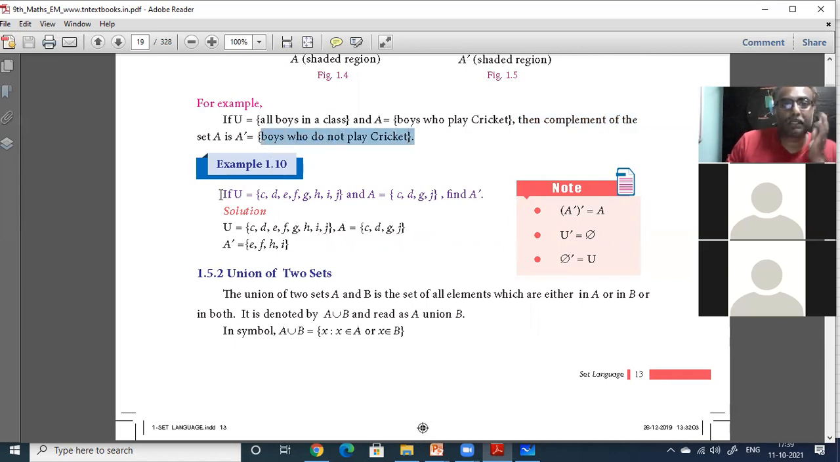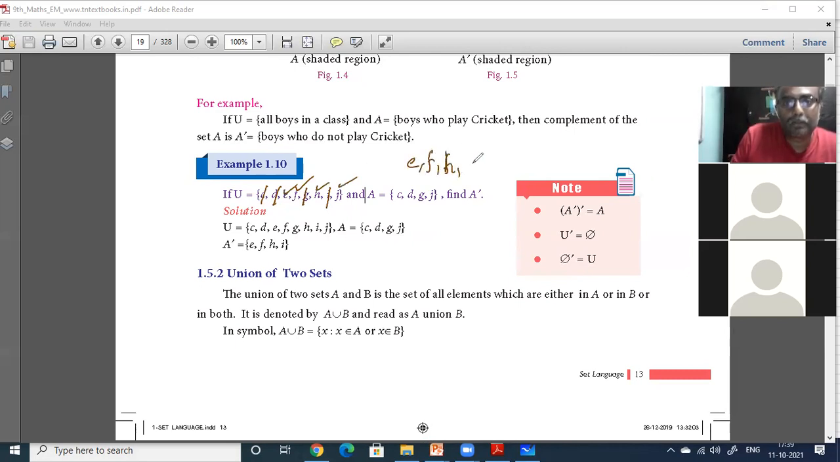Again, another example. Universal set is C, D, E, F, G, H, I, J. Set A is C, D, G, H. Find A complement. You want to use a Venn diagram or you want to do it directly? If you do it directly, you have to do it visually like this. A is having C, D, G, I. So cut off C, D, G and I. What is left? E, F, H, J. That is A complement. Universal set minus A set will be A complement set. E, F, H, J.